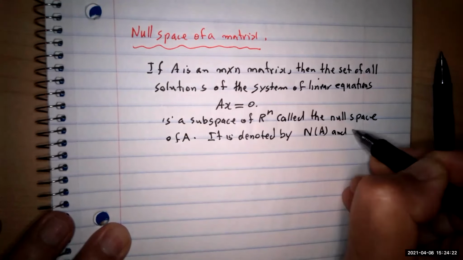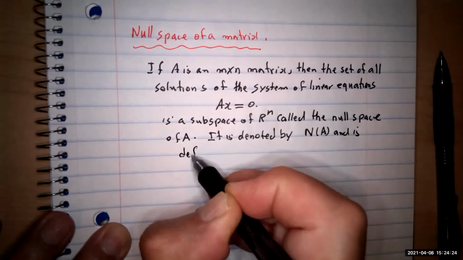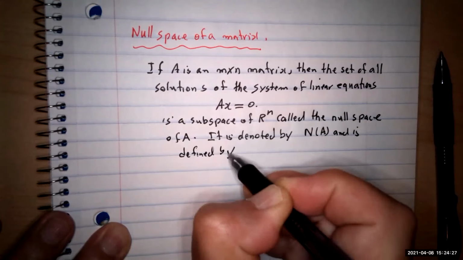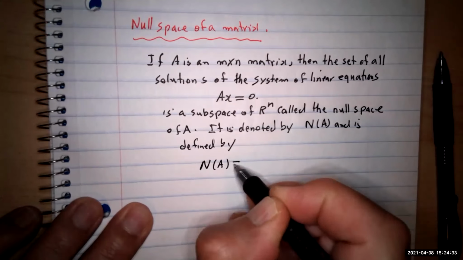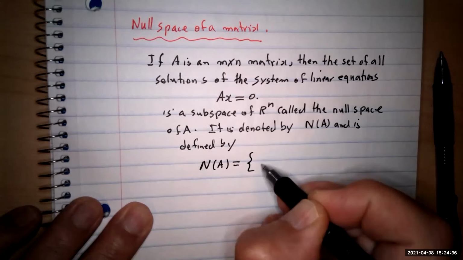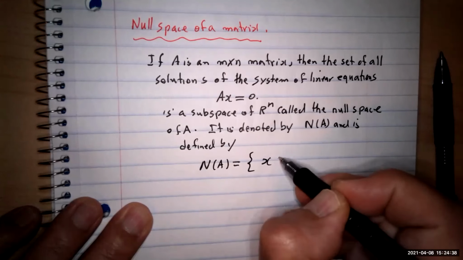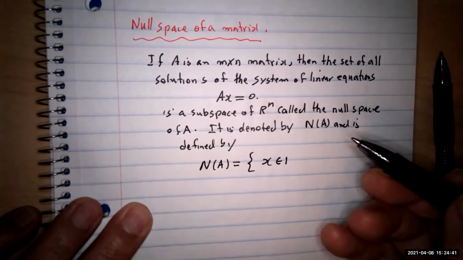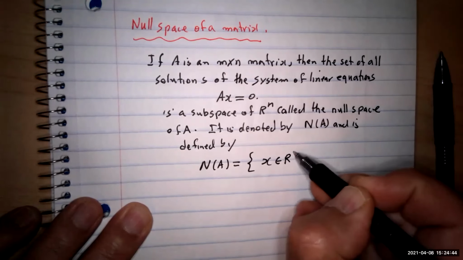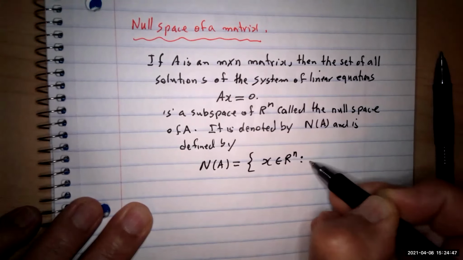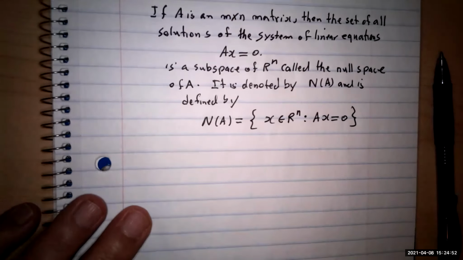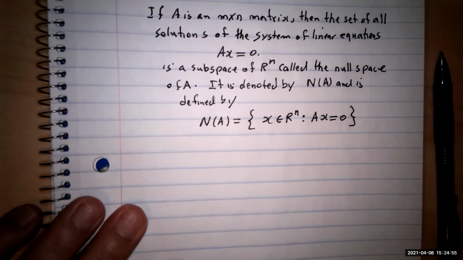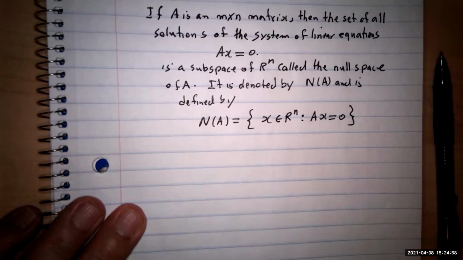And of course, it is defined by this. The null space of A is equal to the set of X, where X is in Rn, such that A times X is equal to 0. So the solution of this equation is called the null space. It's going to be a subspace.